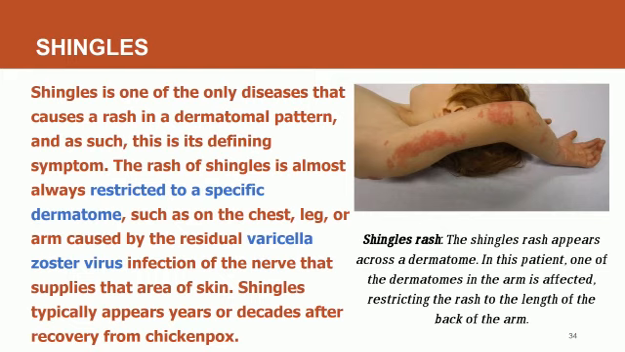As I told you earlier, shingles is because of the virus that affects our spinal nerves. You can see in this picture that in this patient, one of the dermatomes in the arm is affected, restricting the rash to the length of the back of the arm.